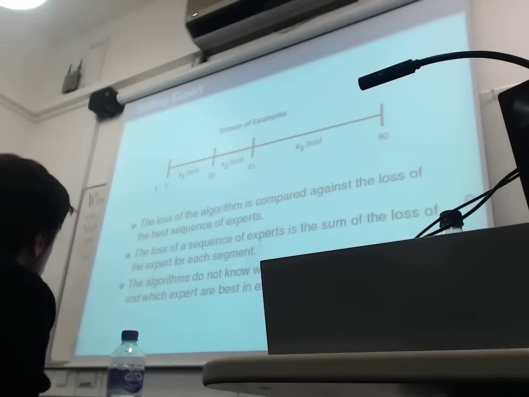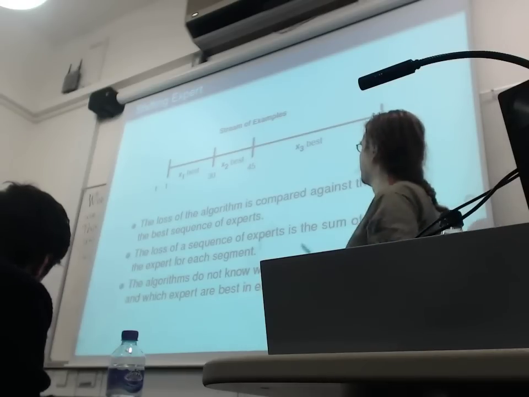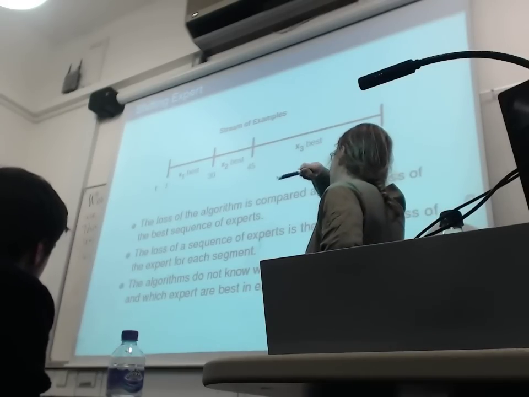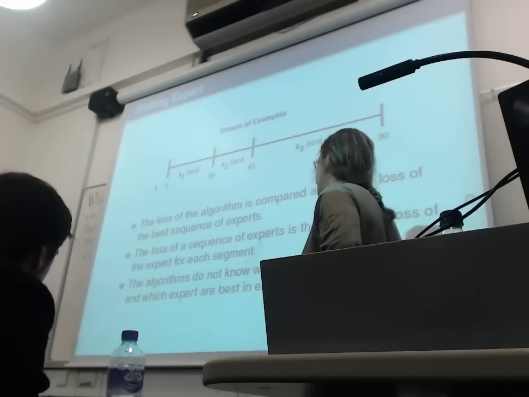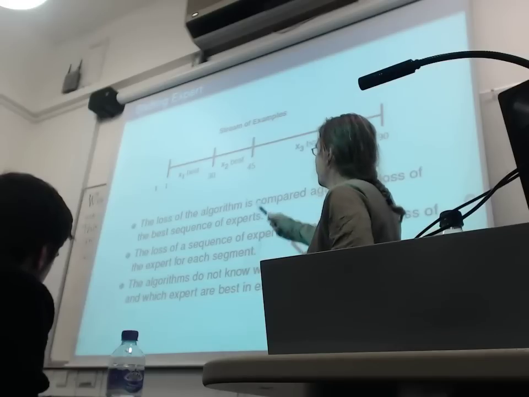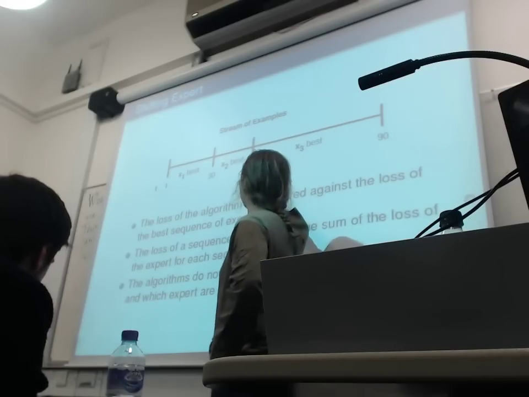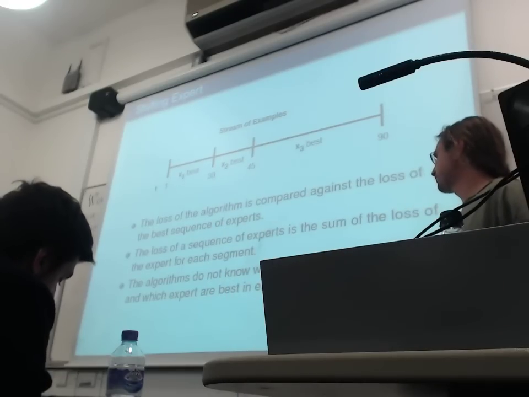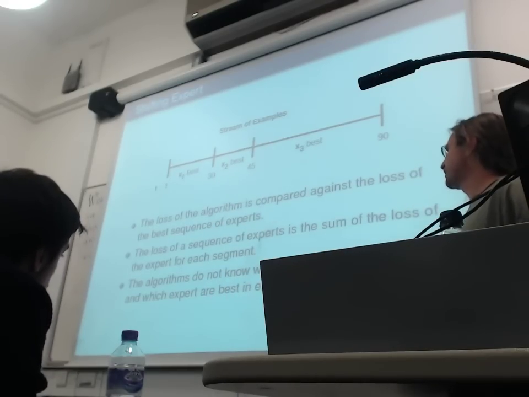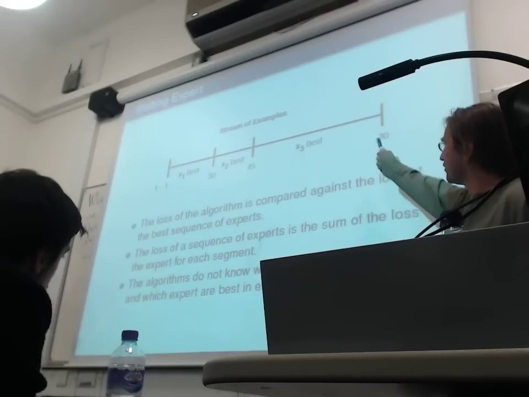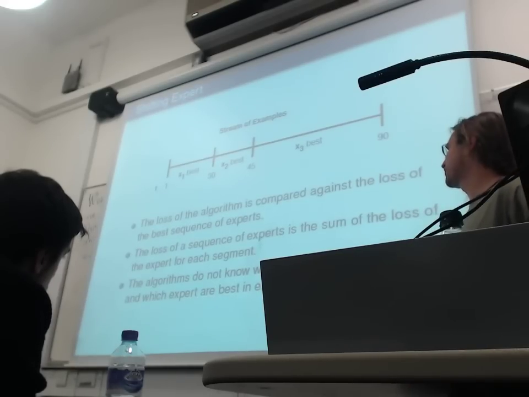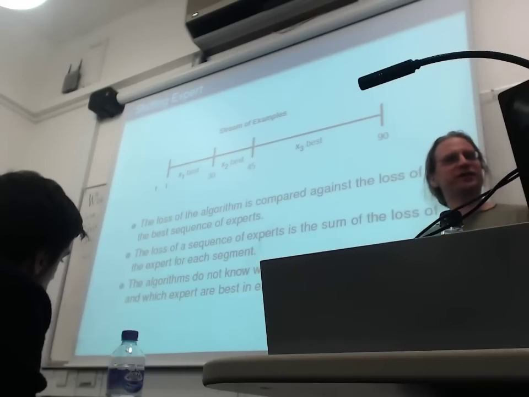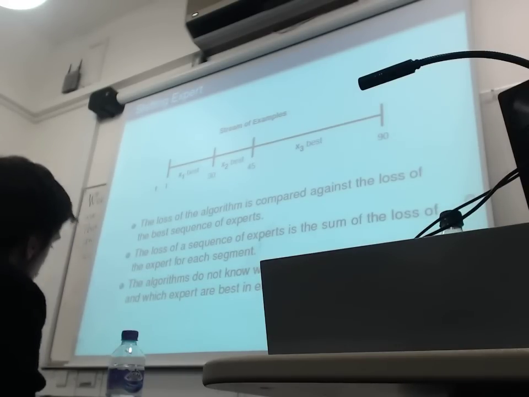So rather than doing as well as the best expert, our aim now is to have an algorithm which will do as well as the best sequence of experts. So for instance, some expert is best in this segment, some expert is best in that segment, some expert is best here. But the loss of a sequence of experts is going to be the sum of the losses over that segmentation of the sequence. But the algorithms won't have as prior knowledge when these segments are beginning or ending.